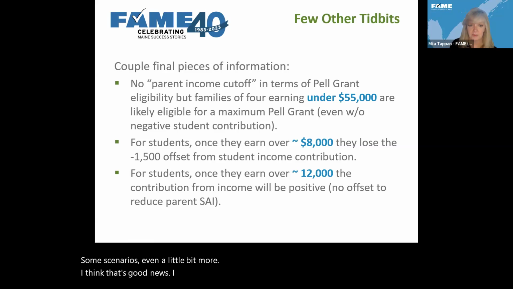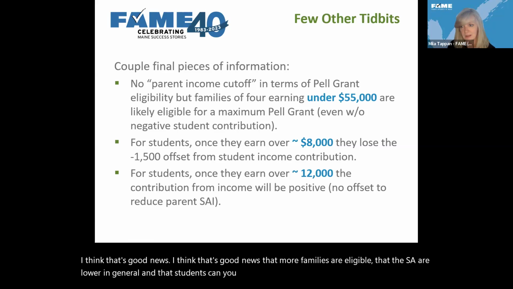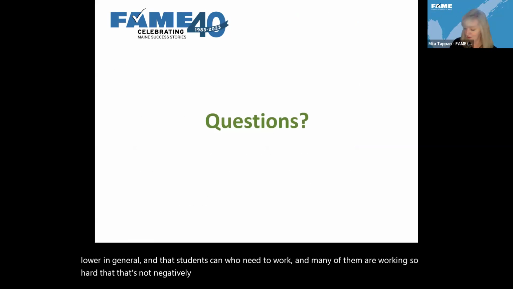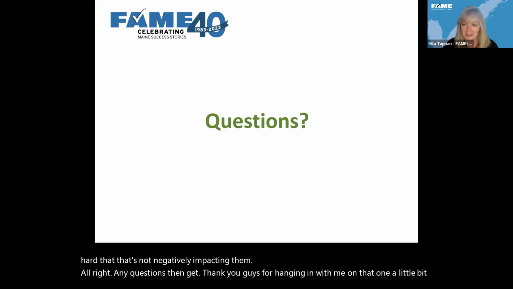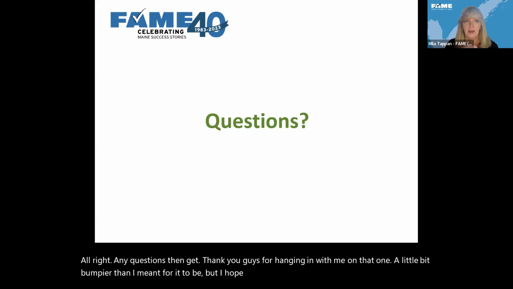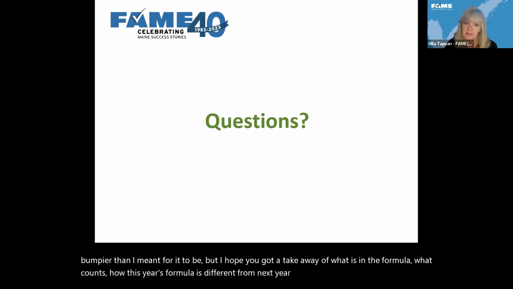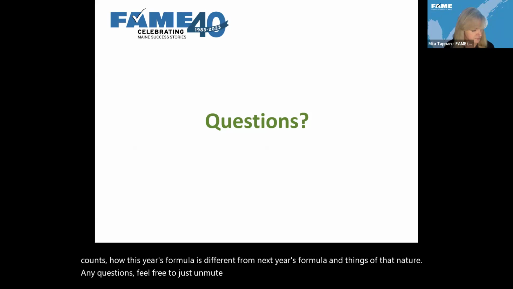I think that's good news that more families are eligible, that the SAIs are lower in general, and that students who need to work, and many of them are working so hard, are not being negatively impacted. All right. Any questions? And again, thank you guys for hanging in with me on that one. A little bit bumpier than I meant for it to be, but I hope you got a takeaway of what is in the formula, what counts, how this year's formula is different from next year's formula, and things of that nature. Any questions? Feel free to just unmute yourself and ask away.